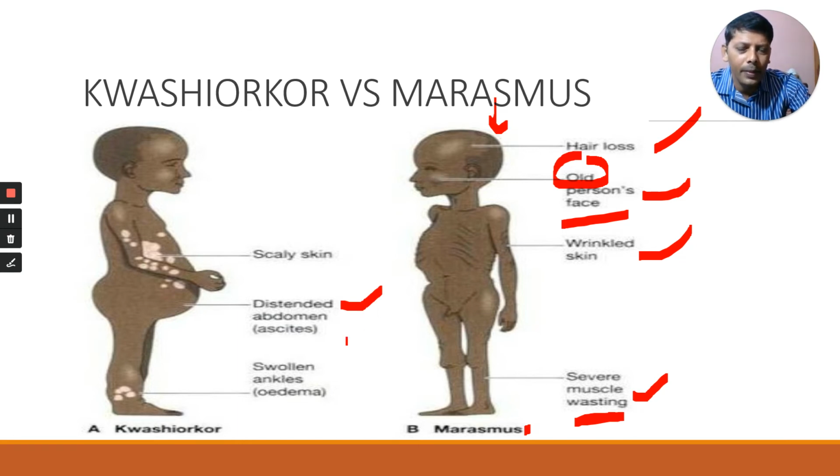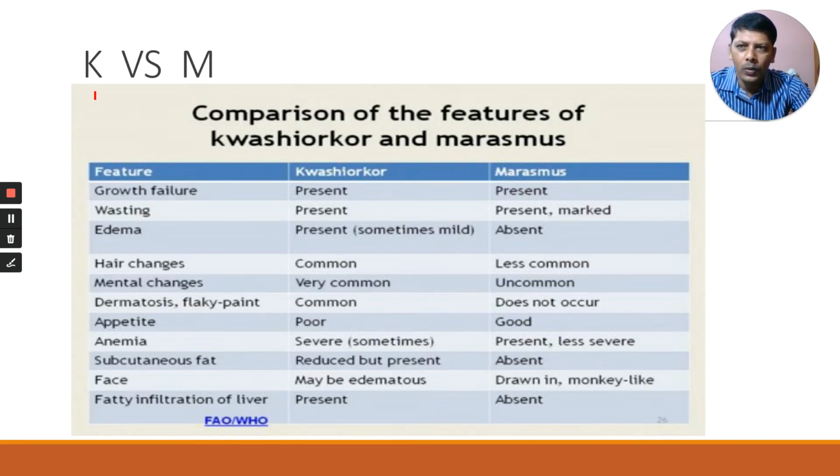Earlier we learned the stomach is a distensible organ, and there is a distended abdomen and swollen ankles also. Water accumulated in different parts is called edema, accumulation of water. Observe here the Kwashiorkor and Marasmus comparison. Growth failure is present in both Kwashiorkor and Marasmus. Wasting is present in both, but here there is more wasting of muscles, muscle wasting, muscles are degenerated.